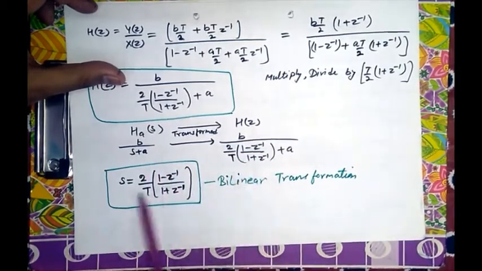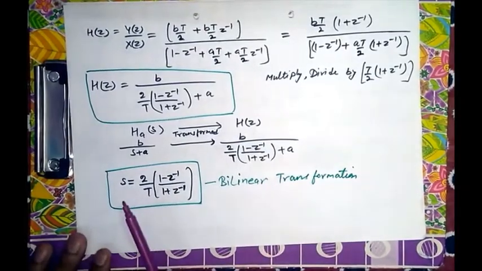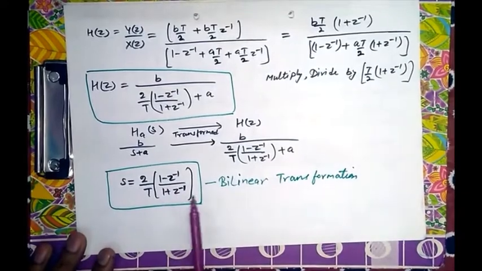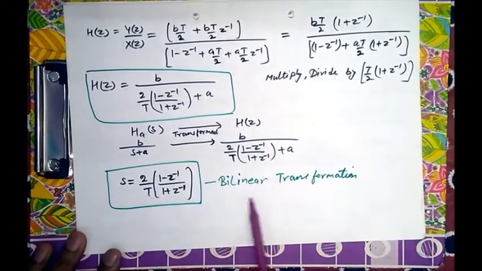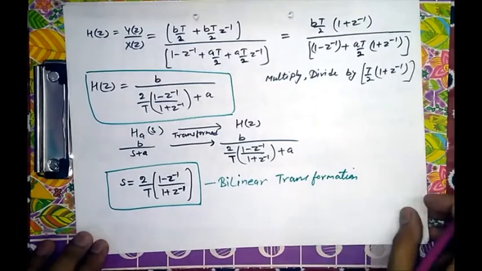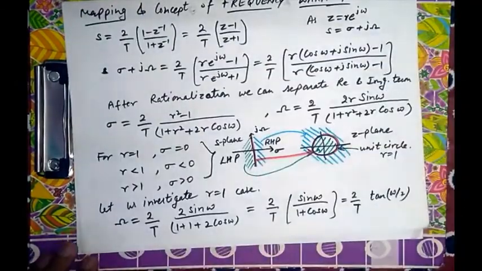Okay, so this is the bilinear transformation. After comparing these two results, we have concluded that s is equal to 2 by T times (1 minus z inverse) upon (1 plus z inverse). This condition is known as bilinear transformation. So simply take the H(s) and put this value in place of every s, and you have the required H(z) using bilinear transformation. It is a very easy method.